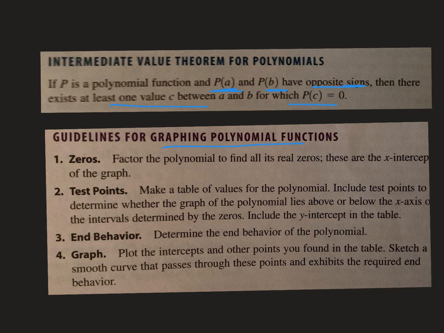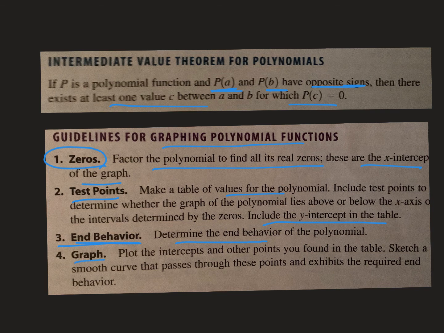Okay, guidelines for graphing. We're going to graph some here in a second. To get zeros, factor to find all zeros, and they are x-intercepts. So find the zeros first, get your x-intercepts. Let's skip number 2 for a second. Go to end behavior. Find the degree and leading coefficient, figure out what the ends are doing. Test points. Make a table of values, include test points to determine what's going on in between the x-intercepts, include the y-intercept in the table, and then graph it.